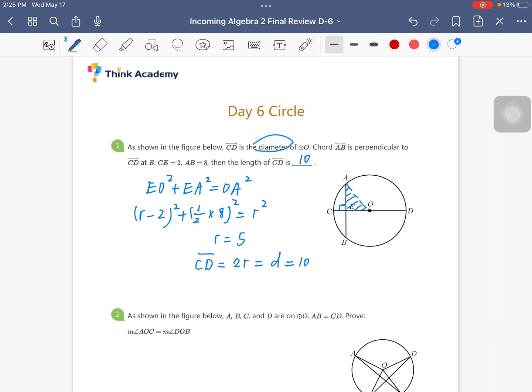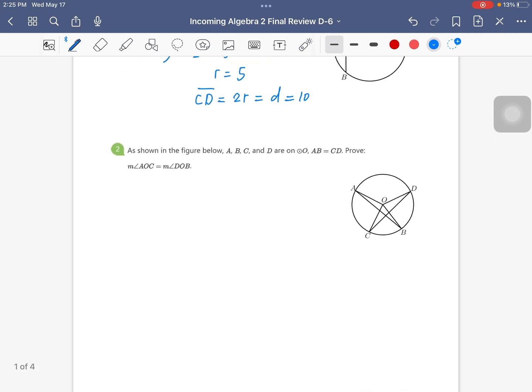Okay, and then let's see the second question. It's a proof question. Currently we have 4 points A, B, C, D on circle O, and AB equals CD. We need to prove that angle AOC equals angle DOB. So how can we prove that?